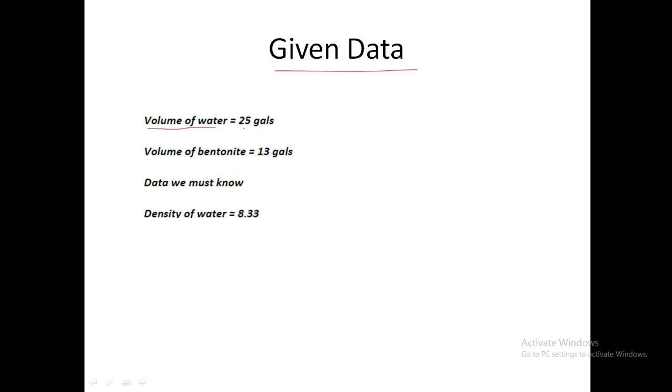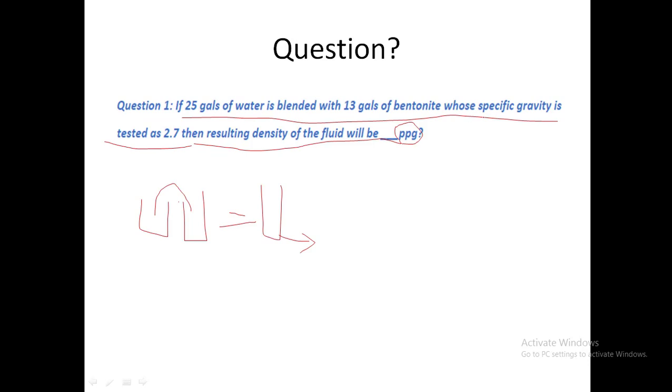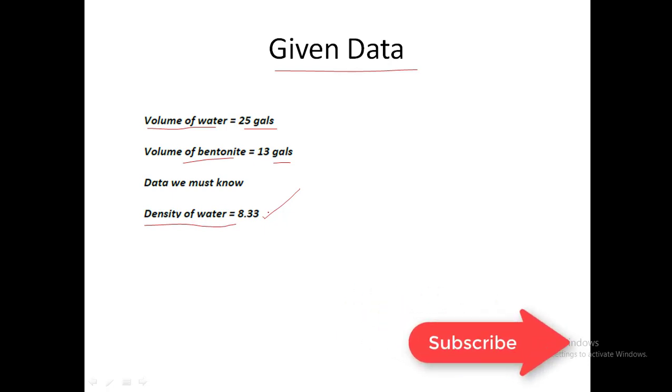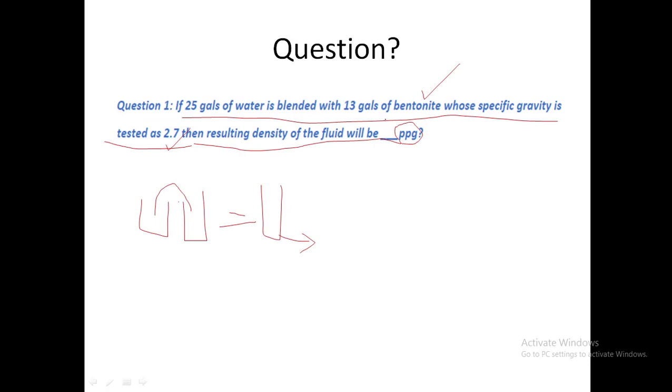The volume of water is given in the question, that is 25 gallons, and the volume of bentonite is 13 gallons. Apart from this, there is one more piece of data given here, that the specific gravity of bentonite is tested as 2.7. With the help of this we can identify the density of bentonite. And obviously we all know that the density of water is 8.3 in terms of ppg. If it is in terms of lb per feet cube, then it will change to 62.4 and so on. As we have in the question, we have to calculate the final density in terms of ppg.